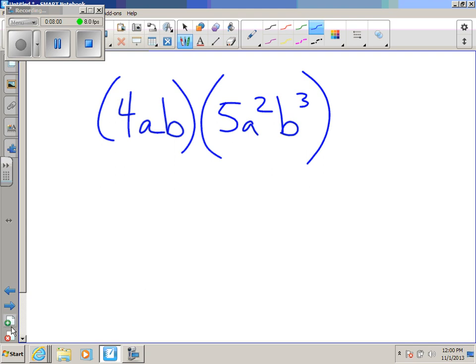Give me a break. Two parentheses jammed up right next to each other means what operation? Fine. So I use parentheses instead of dots. Okay, don't freak out. 4 times 5, 20. A times a to the 2nd. And b times b to the 3rd.